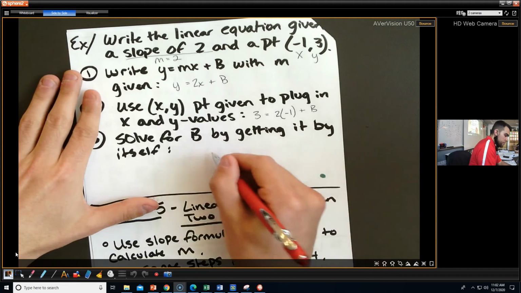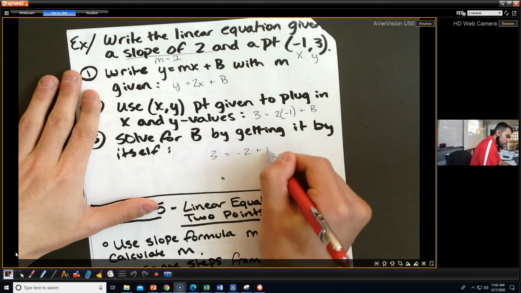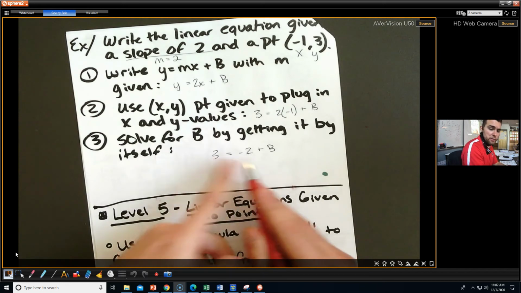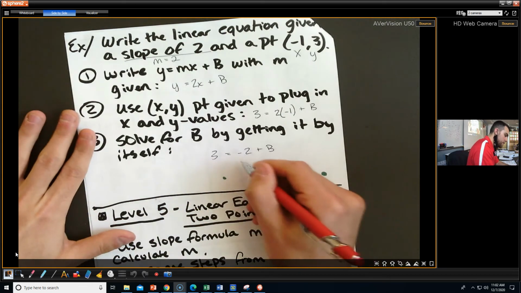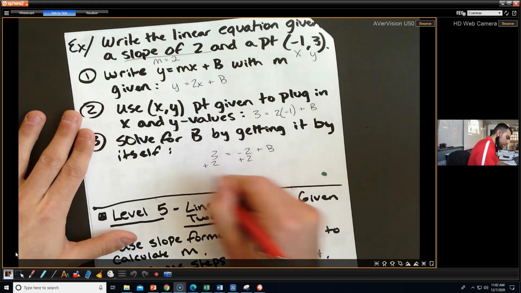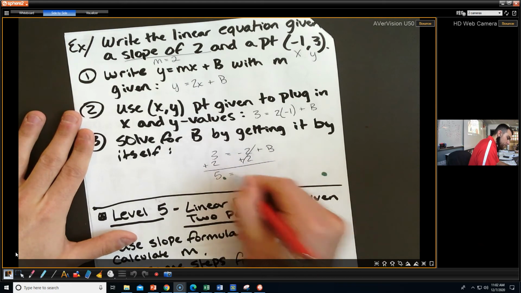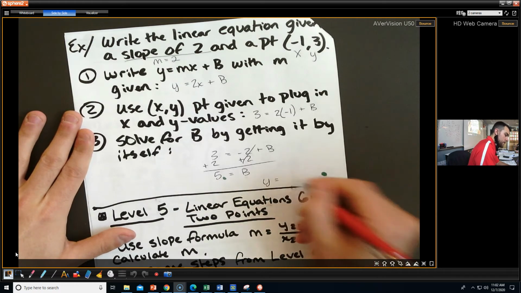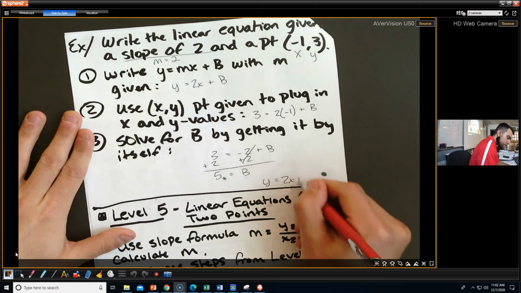And so if we do 3 equals negative 2 plus b, I can solve for b by doing the opposite operation to both sides of the equal sign to get rid of this negative 2. And that is a plus 2 to both sides. So I get 5 equals b. Thus, my overall equation is y equals 2x plus 5.